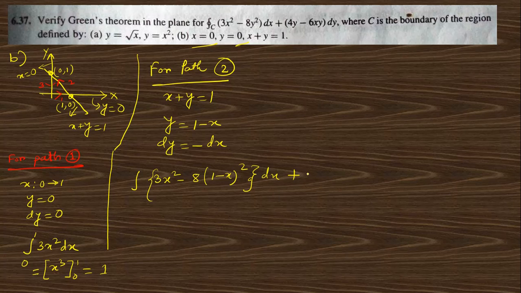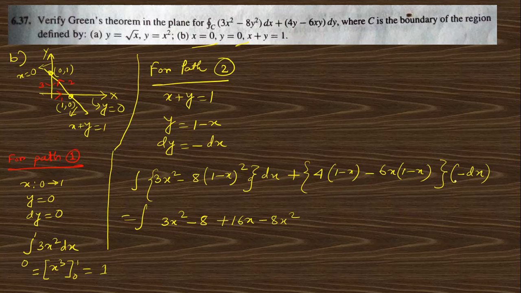plus 4y, where y is 1 minus x, minus 6xy, that is 1 minus x, into dy, that is minus dx. Okay, so for integration, just multiply. This is 3x square minus 8 plus 16x, and this is x square minus 8x square, and for that we must multiply this minus, so this becomes minus 4 plus 4x, and this minus plus, that is 6x minus 6x square, into dx.